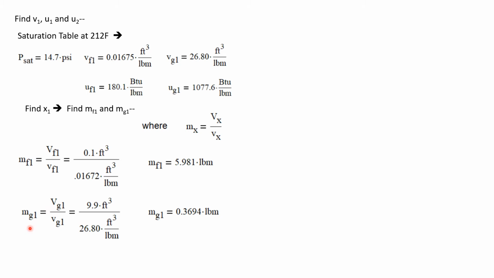Let's do the same for the saturated vapor. We know that the mass of the saturated vapor at state 1 is just the volume of the vapor at state 1 divided by its specific volume. The volume was 9.9 cubic feet, and we found in the table its specific volume was 26.8 cubic feet per pound mass. So that gives us a mass of the saturated vapor at state 1 of 0.3694 pound mass.